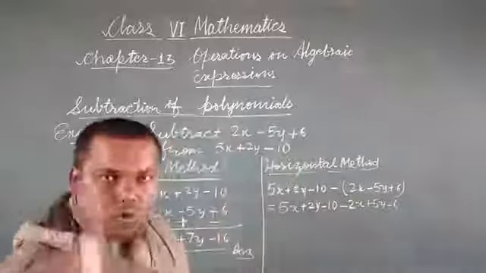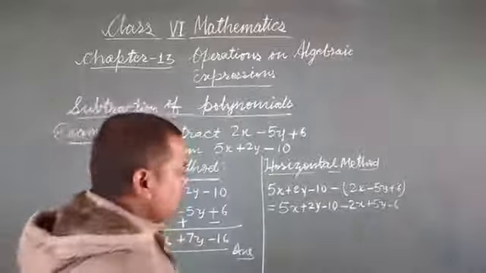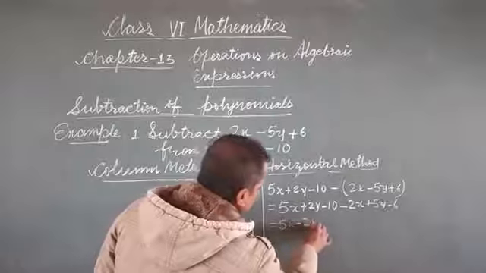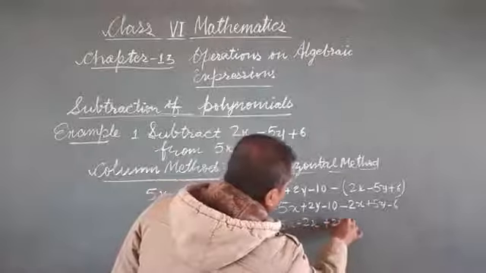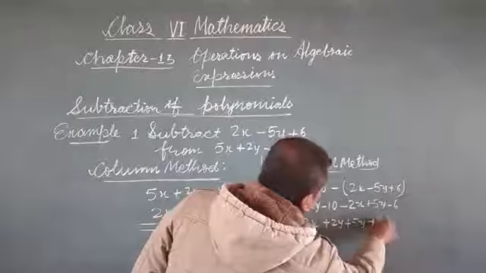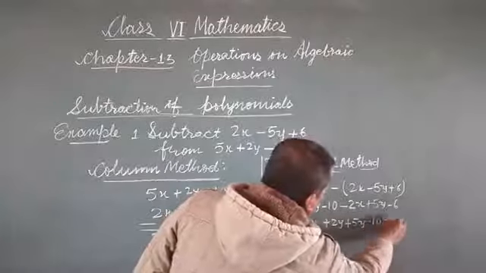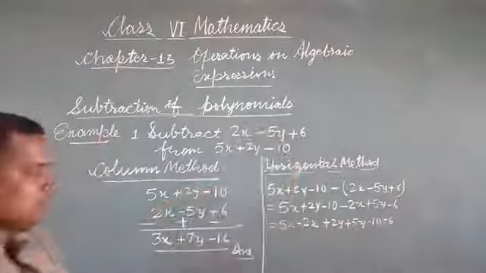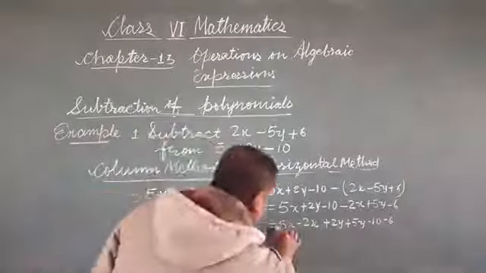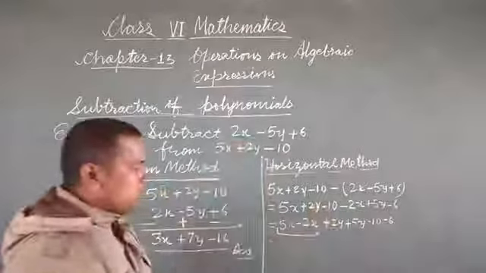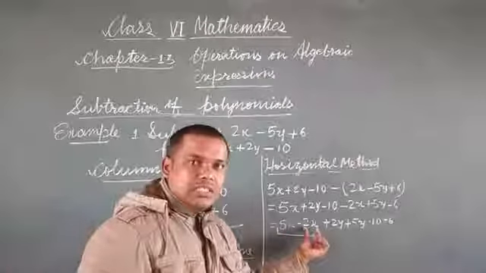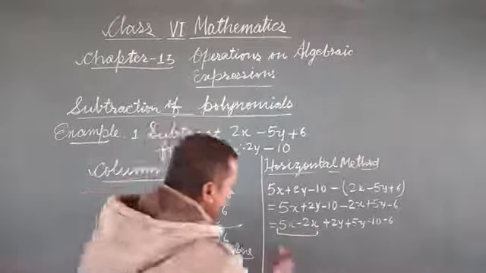Now we will group like terms together. So here, 5x minus 2x plus 2y plus 5y minus 10 minus 6. Now we will do the operation in a group. In this group you see 5x minus 2x. So the difference will be 3x.